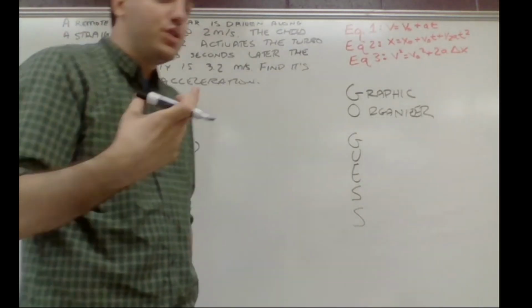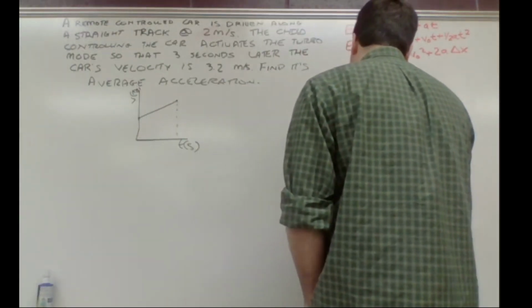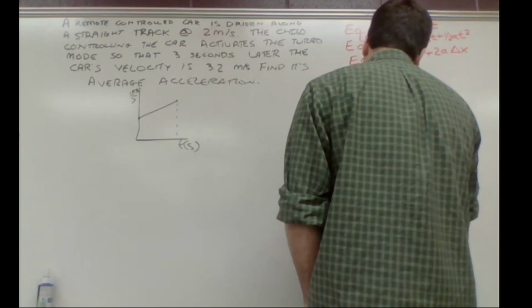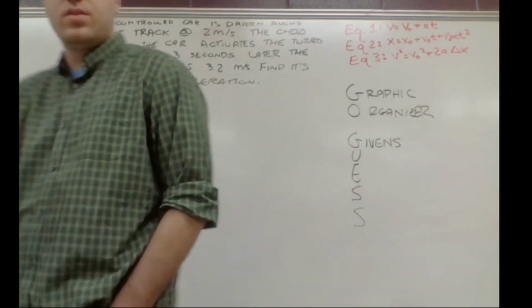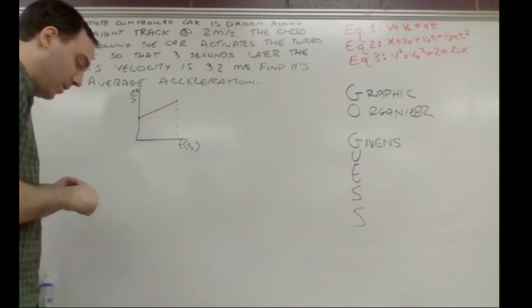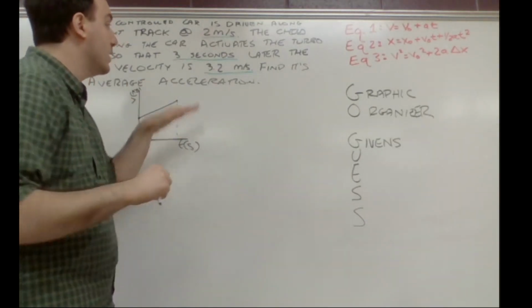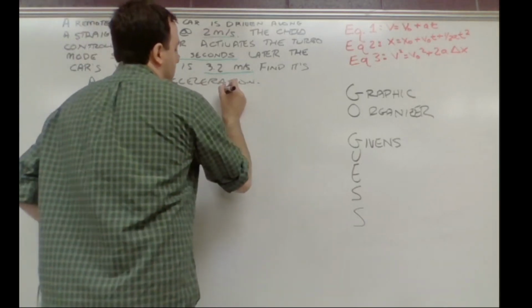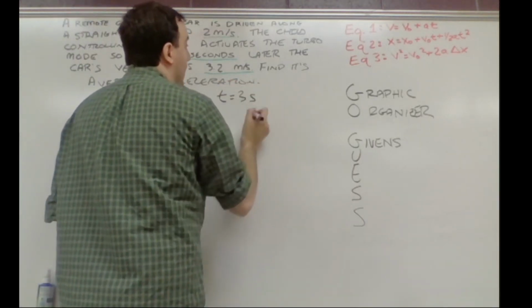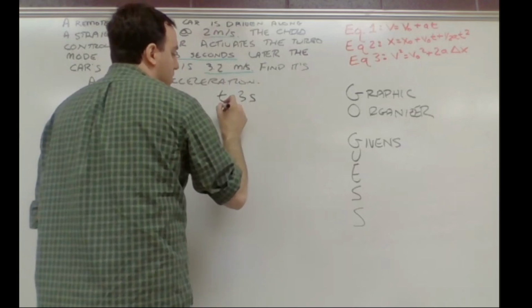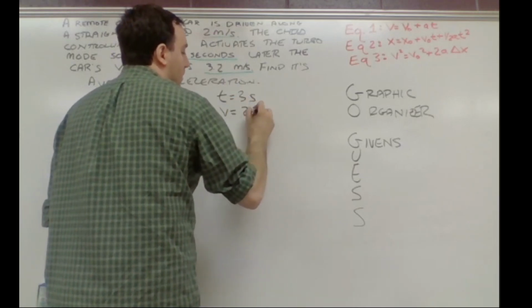The next G stands for givens. What numbers or facts does the problem give you? It's useful not only to know what the numbers are, but what type of thing they're measuring. In this case, the 3 seconds, for instance, is going to be a time. The 2 meters per second and the 3.2 meters per second are both going to be velocity.